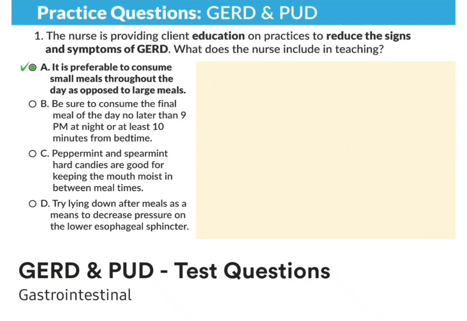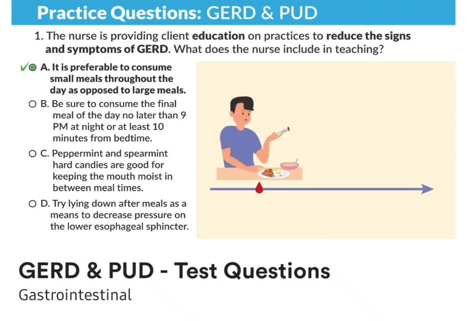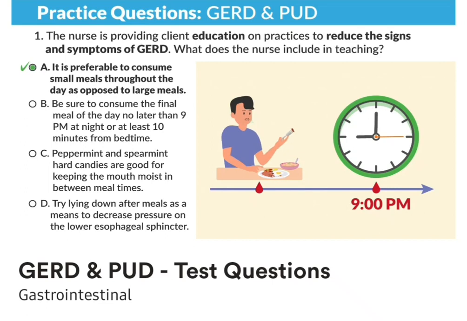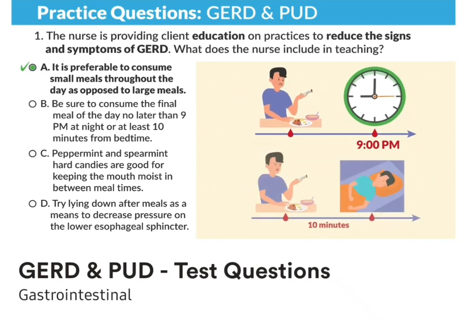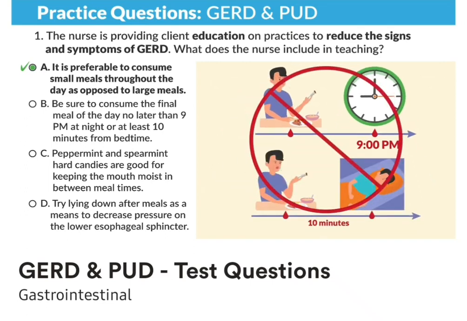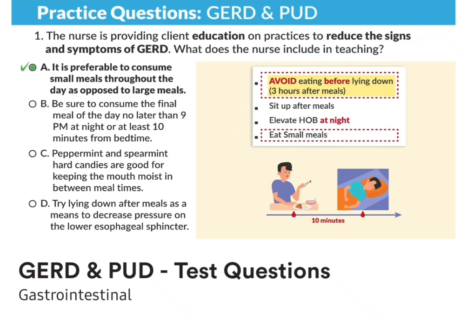Now, option B is incorrect. Be sure to consume the final meal of the day no later than 9 p.m. at night, or at least 10 minutes from bedtime. No, this is totally incorrect. So the time of the day doesn't really matter. It is more when the client lays down. So laying down 10 minutes before bedtime is a big no-no. The last meal should be about 3 hours before lying down.